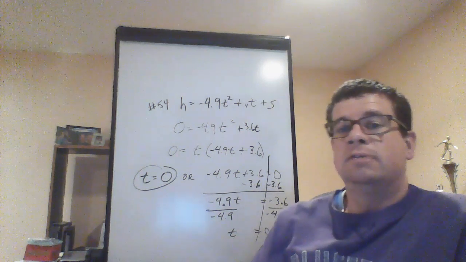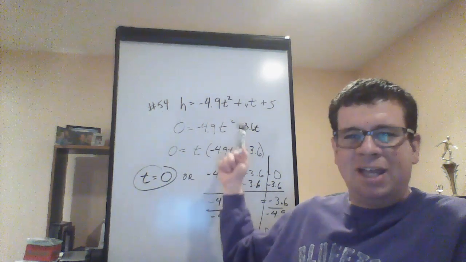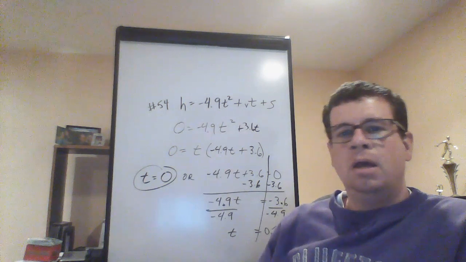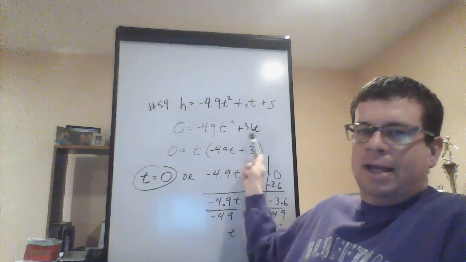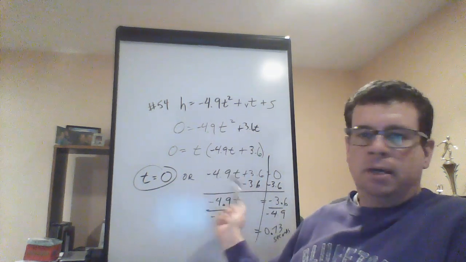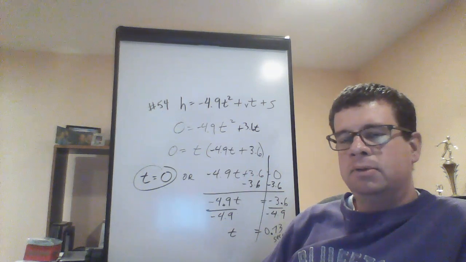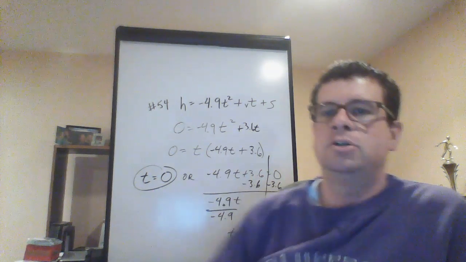So, all right, this is 54. Again, vertical motion model, slightly different here because we were talking meters, but it's still fill in that initial velocity, factor it, take a look at both equations using the zero product property, and you should be good to go.